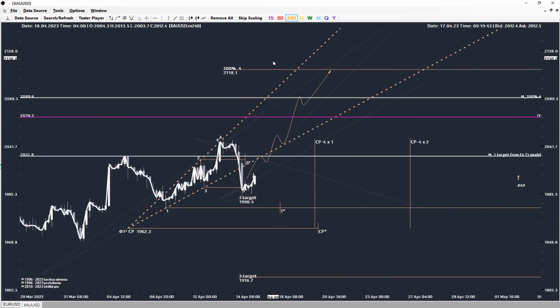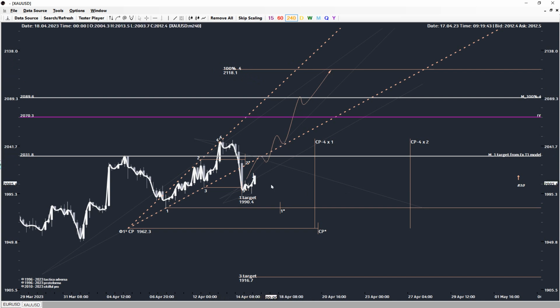On the 1 hourly time frame, I notice an interesting situation. I see that there is an early achievement of the first target of the expansion model, which could lead to an upward movement with a target at 2118.1, so I can make a scenario like that.